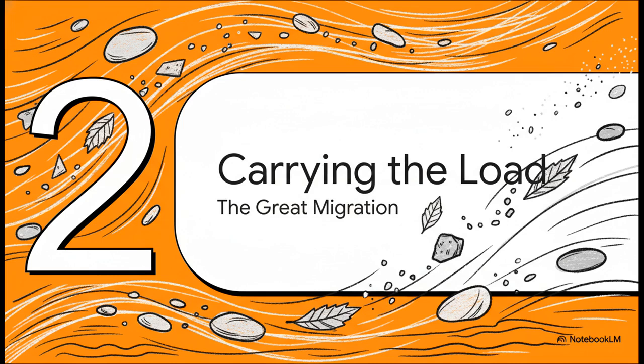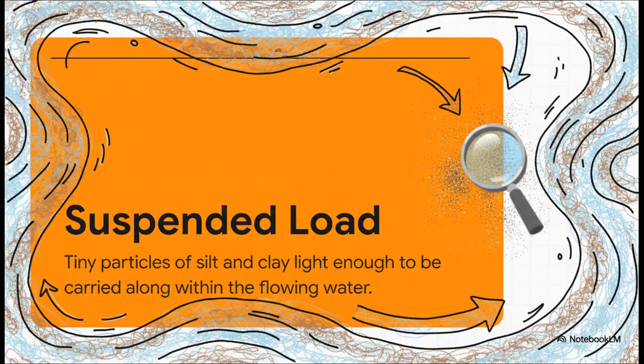But here's the thing, not everything travels the same way. Okay, first up, you've got what's called the suspended load. I like to call them the floaters. These are these super tiny particles, silt and clay, that are so light they just get carried along in the water itself. It's kind of like dust motes floating in a sunbeam. This is exactly what makes a river look muddy.